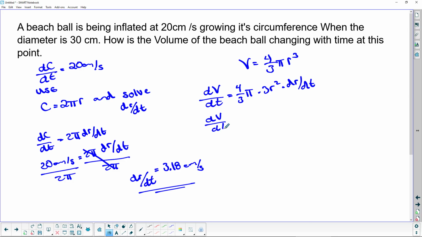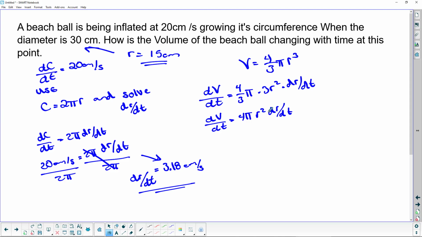Okay, so let's simplify. dV/dt equals 4 pi r squared dr/dt. Okay, now we know we calculated dr/dt right here. We have a diameter right there, so that means little r equals 15 centimeters. Okay, so when the diameter, we want to make sure, because we have little r in there, that it's the appropriate measurement.